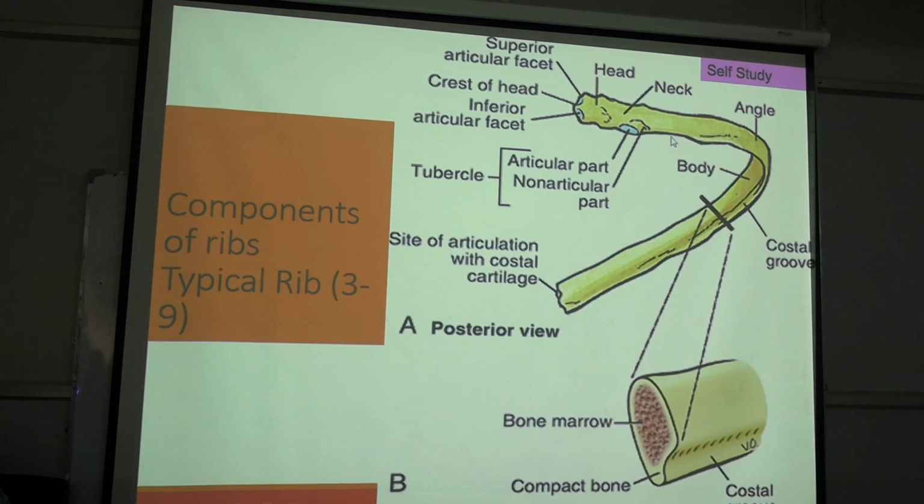Now this curved part we call the shaft, which is curved and has two bends, one on the posterior side and one on the anterior side. These bends are called angles. The posterior one we call the posterior angle, and the anterior one is called the anterior angle.